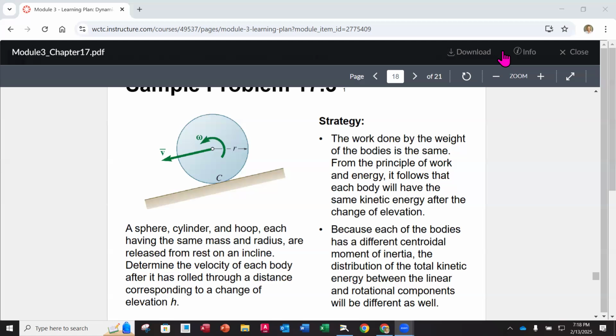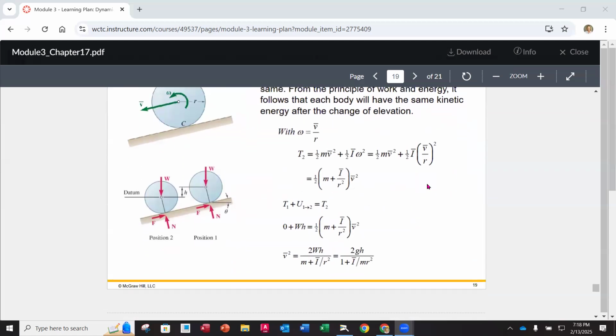Okay, so I'm going to pull, well, maybe it's on the next page here. There we go. What we're going to do is we're going to look at each one of these, and we're going to just have a generic. Now, remember, they all have the same mass and they all have the same radius, so we can represent them all as we see here. So this first position is starting at the upper portion of the incline. We're going to let it go, and it's going to start rolling down, and then this is going to be position 2. So position 1, position 2.